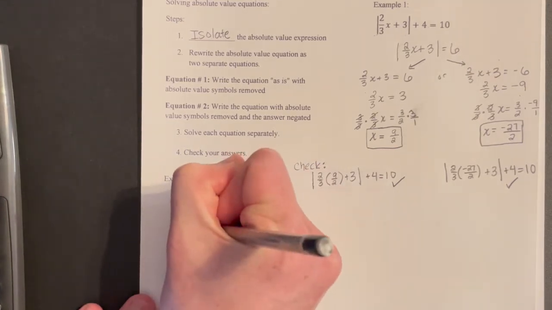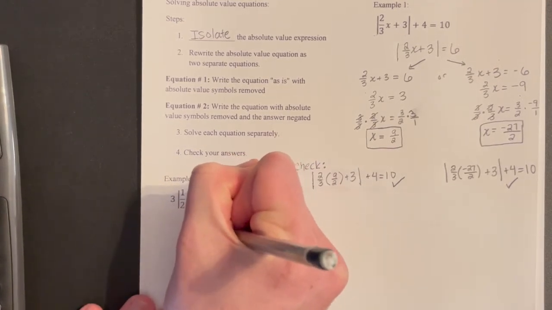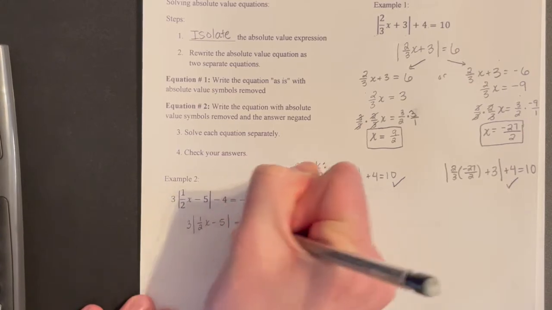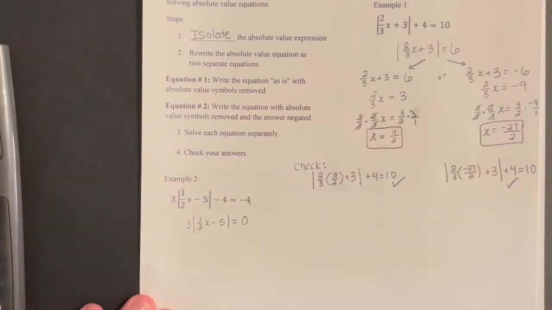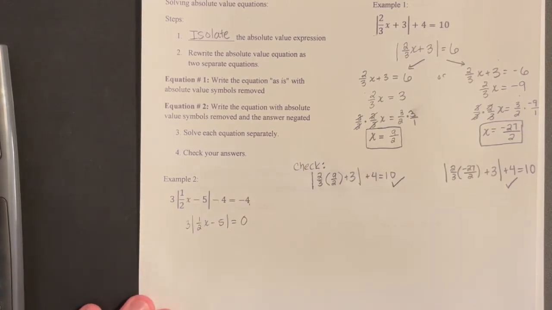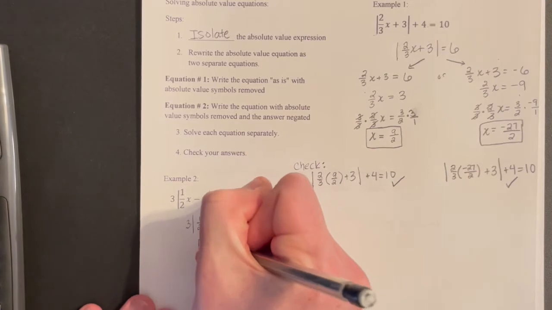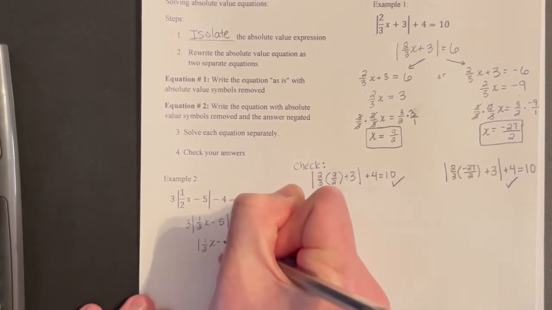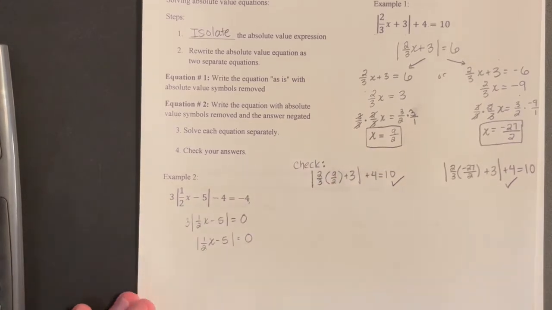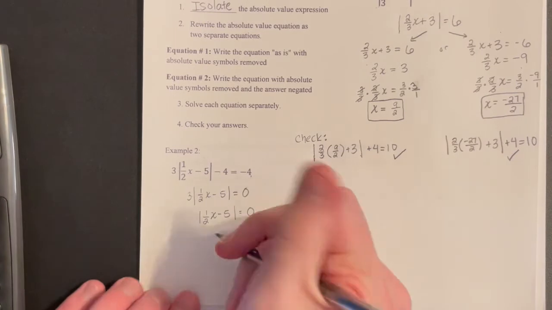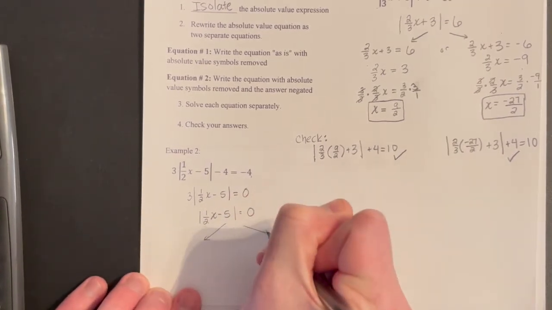So I'd say 3 times the absolute value 1/2 x minus 5 equals, and if we add 4, we actually get 0, and that's okay. Then we would divide by 3. So I want to undo that multiplication by using division. But 0 divided by 3 is just 0. We have isolated the absolute value, so we can set up our two equations.